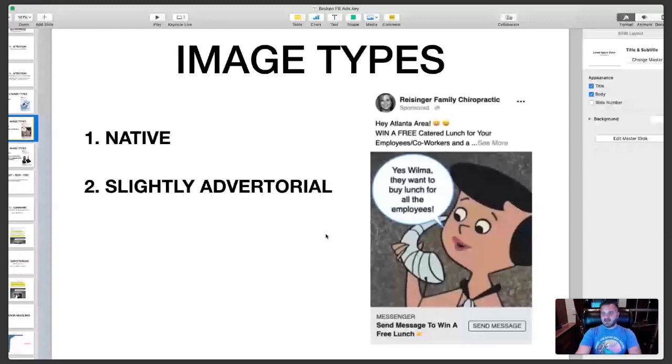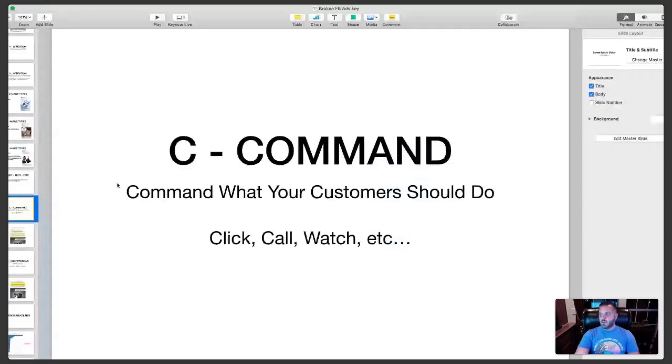Okay, so C, P-A-C-E, pace, right? C is command. You want to command what your customers should do. Whether that is to click, call, watch a video, etc., whatever that call to action is, you want to be clear in your command. So for example, in this ad: click the get offer button below to book your appointment now. So I'm commanding my audience the action I want them to take.